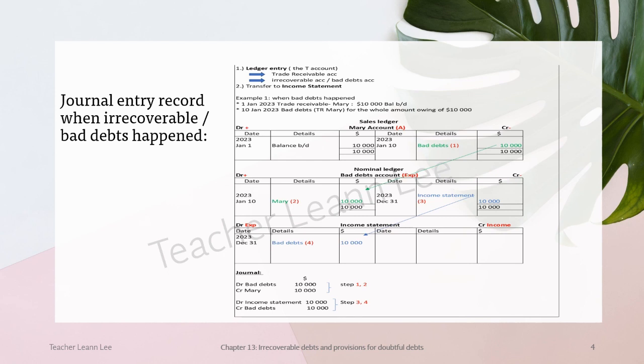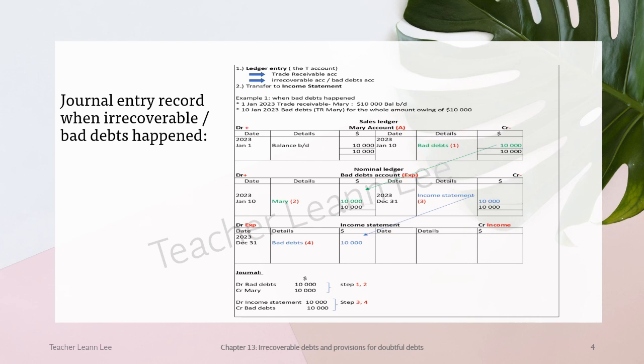Okay, so we close it out to the income statement to declare the losses as expenses. So the debit side in your income statement, financial statement, indicates expenses happen. Credit will be income. So double entry done? Yes, it is not only single entry, it is double entry. So everything will be balanced at the end of the day.